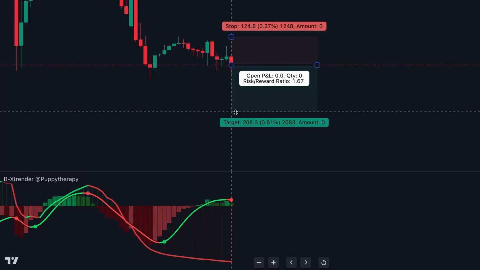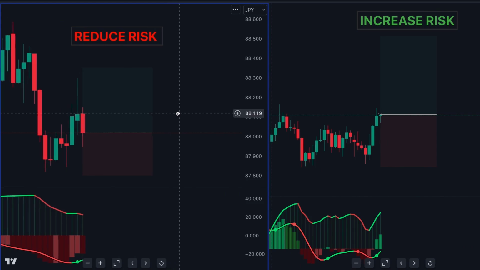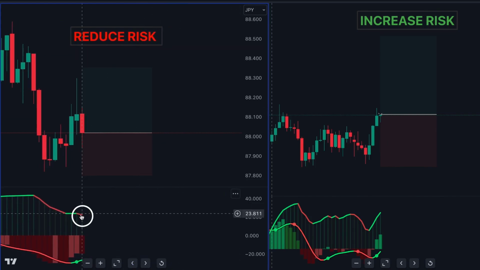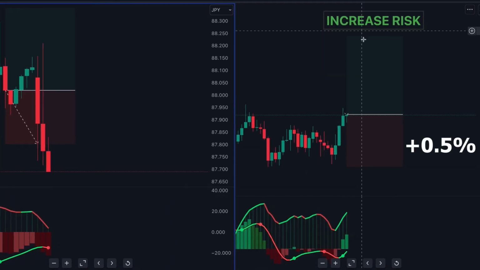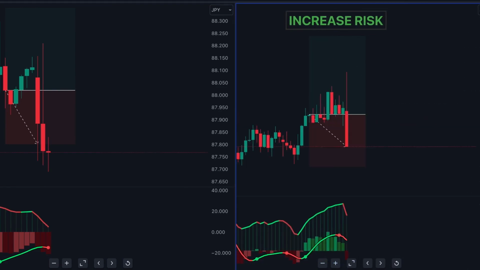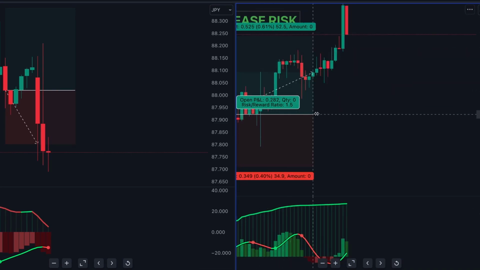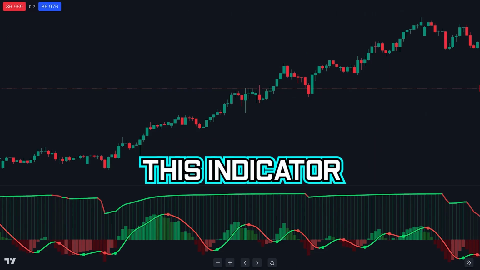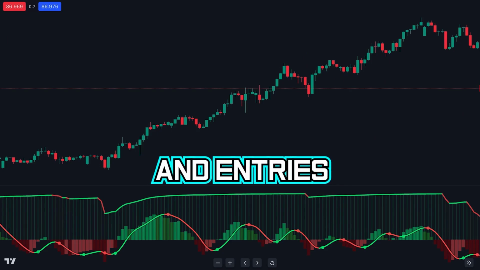In terms of risk management, I would recommend using a dynamic risk based on how probable a trade is. If, once you are going to take an entry, you notice that the market is currently in a retracement, I would recommend reducing your risk by 0.5% on those trades and increasing your risk by 0.5% on trades that are in a strong trend. This simple change can help your edge, allowing you to over time have a more bullish equity curve. So to recap, this indicator is a 3-in-1 solution that helps you detect trend, momentum, and entries.